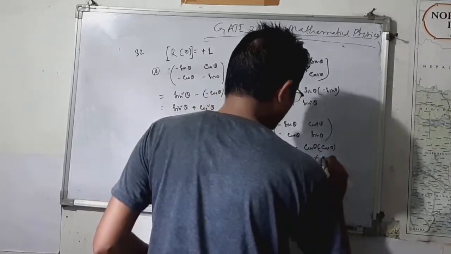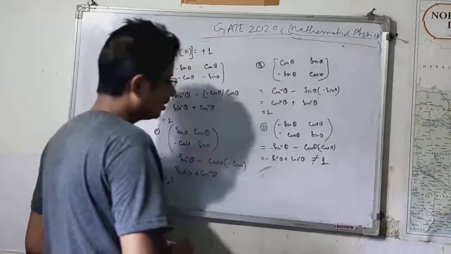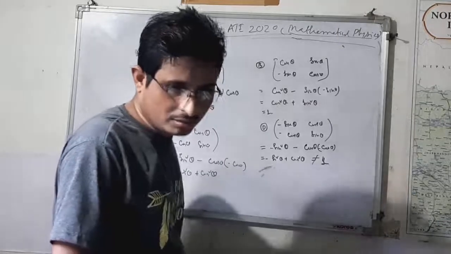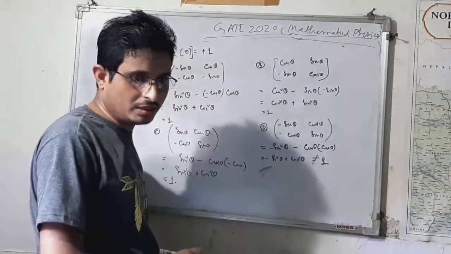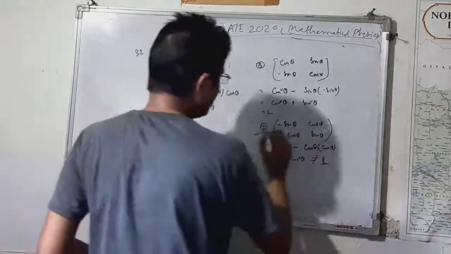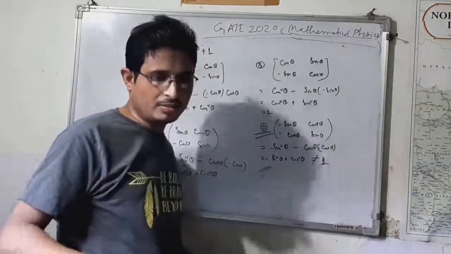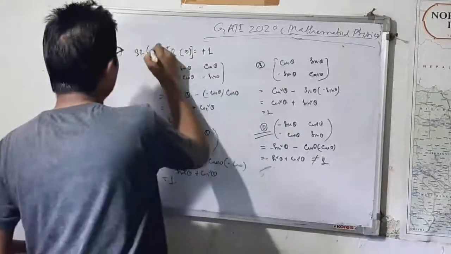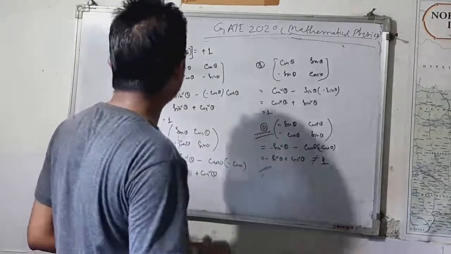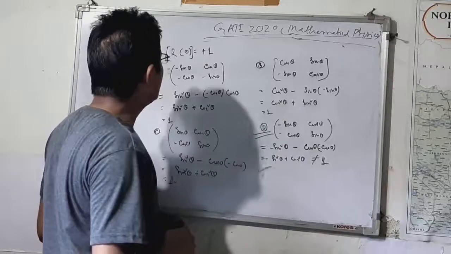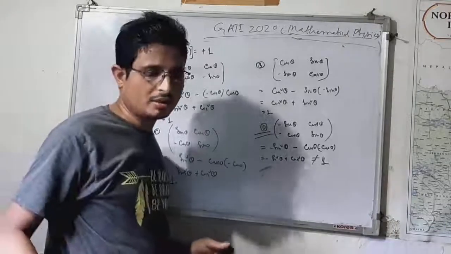So the question asks which matrix does not represent a proper rotation. So option D does not represent a proper rotation. Your answer is D. So it is a property of a rotational matrix: for proper rotation, its determinant value is plus 1.